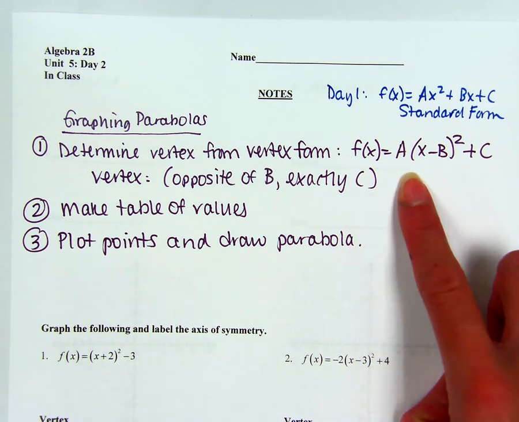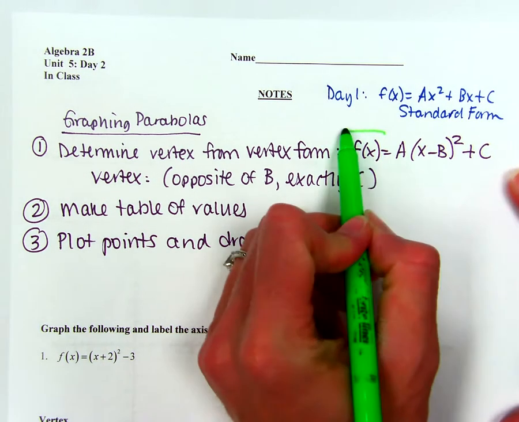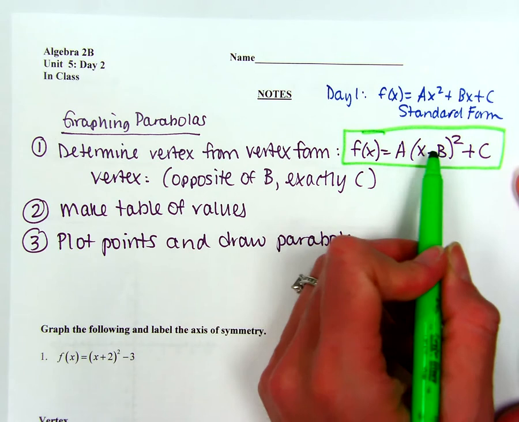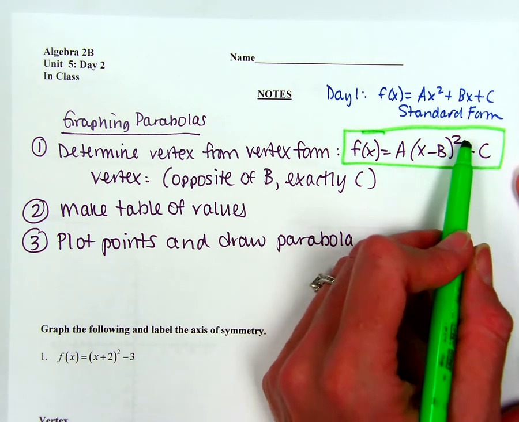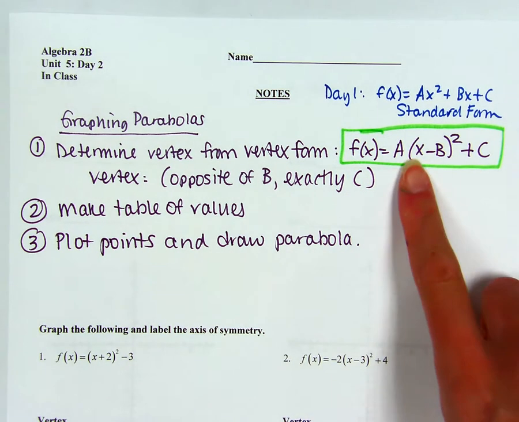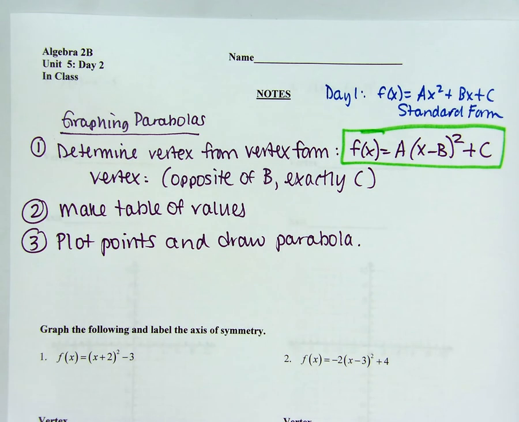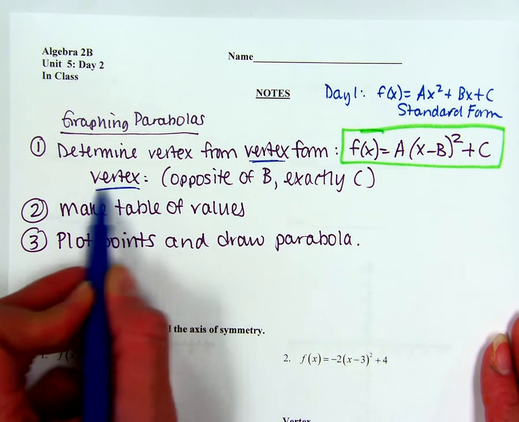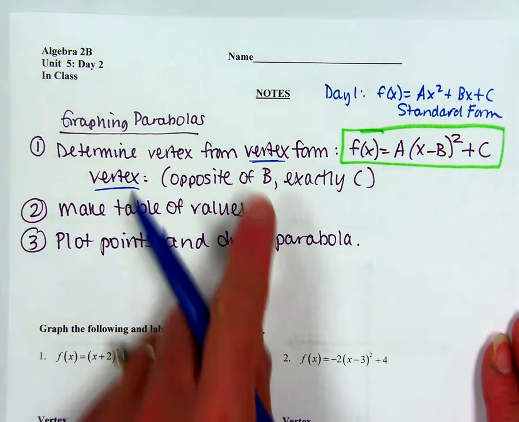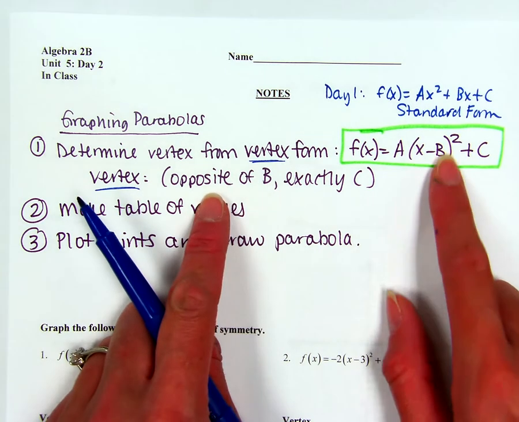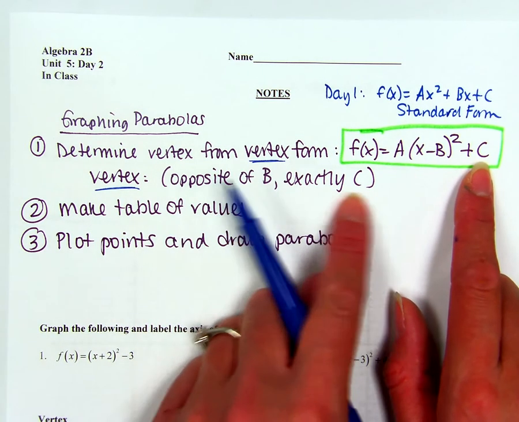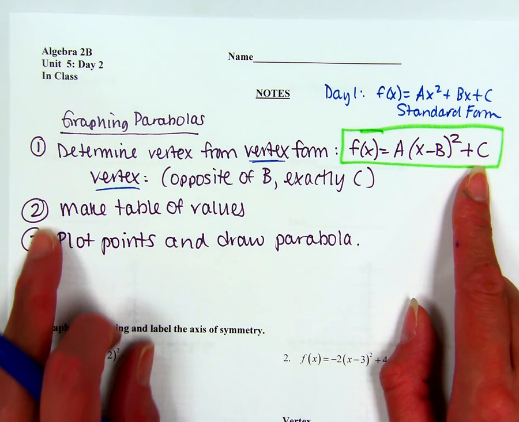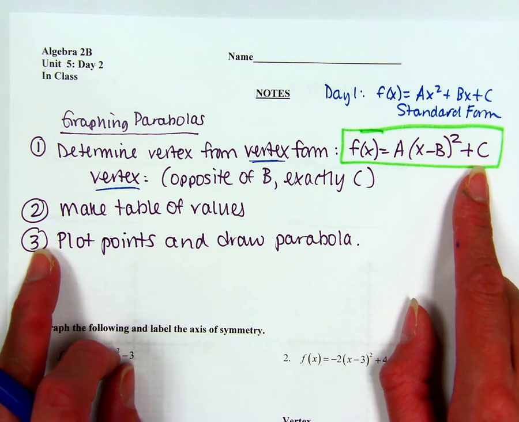Here today you're going to see possibly a binomial, but definitely something that's being squared. Typically there'll be parentheses and then a quantity that's being squared. So what's nice about vertex form, as indicated by its name, is that you can find the vertex just by looking at the vertex form. So we're going to look at the opposite of this b number and exactly this c number.